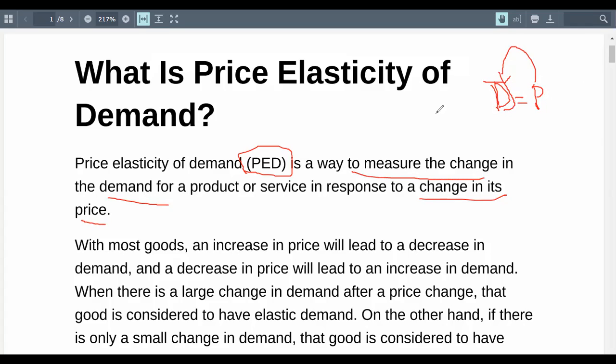So here we will see to what extent the demand changes with a change in price. PED looks at the responsiveness or change in quantity demanded (QD) to a change in price. This is what we are going to look at when we are discussing this. Now let's move further and see how it works.